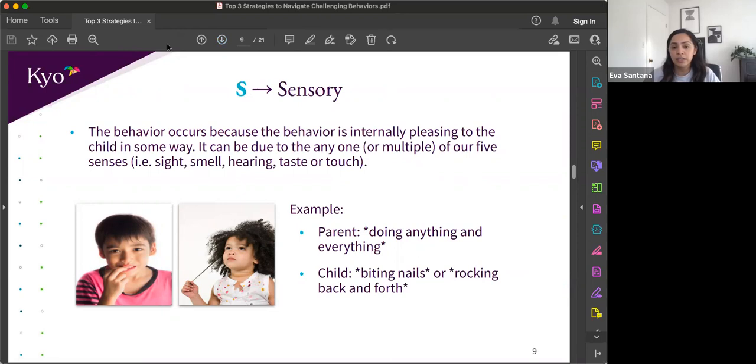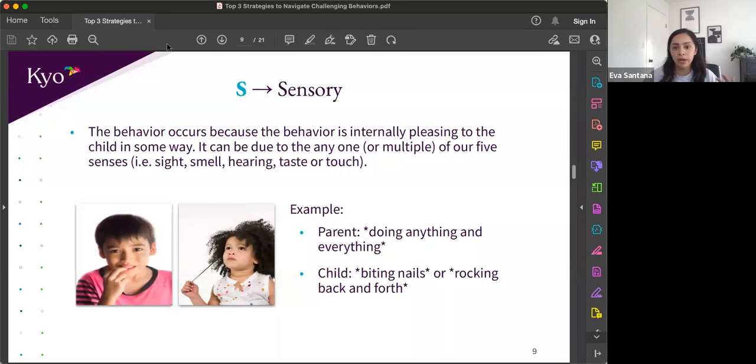Our fourth function is sensory. So sensory is when a behavior occurs because the behavior is internally pleasing to the child in some way. This can be due to any one or maybe multiple of our five senses like sight, smell, hearing, taste, or touch. Not only can it be self-soothing, like internally pleasing, but we can also be engaging in sensory behaviors to remove an unpleasant feeling.